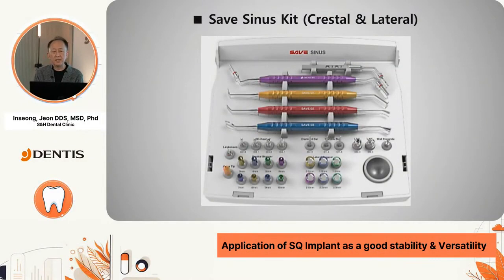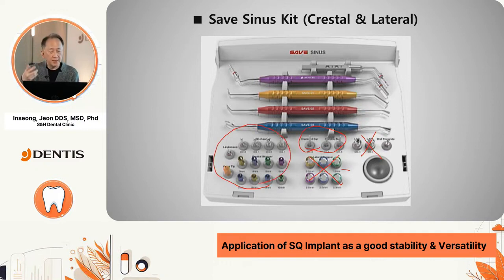In the sinus area, this is the Safe Sinus Kit, well-designed tools. Of course, in the sinus area, too many concepts are available. But anyhow, lateral approach or crestal approach. For the lateral approach, standardization is impossible. I strongly recommend a straight handpiece with a round bore. This is the straight handpiece with round bore. And the reamer system I don't recommend. And this is the crestal approach here. It's good.